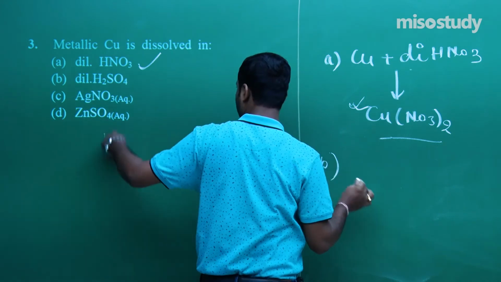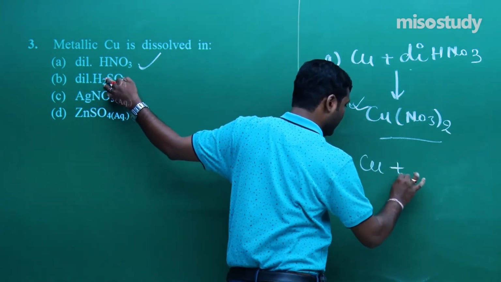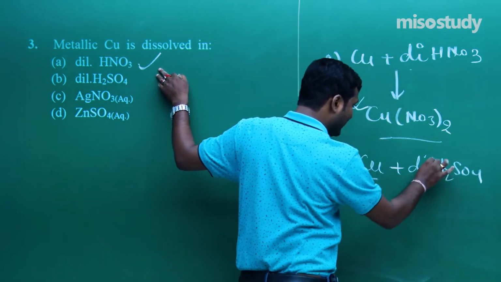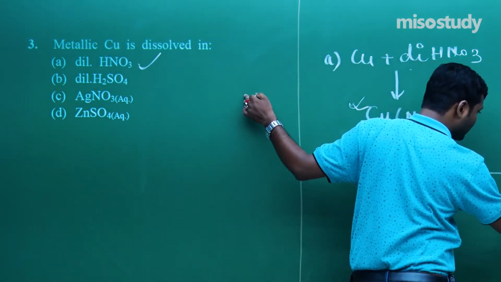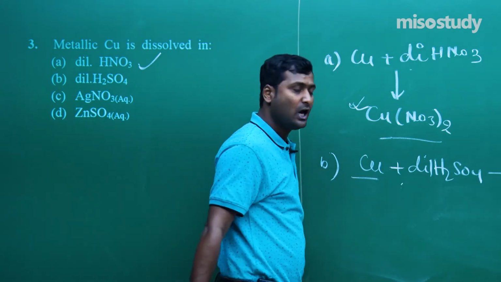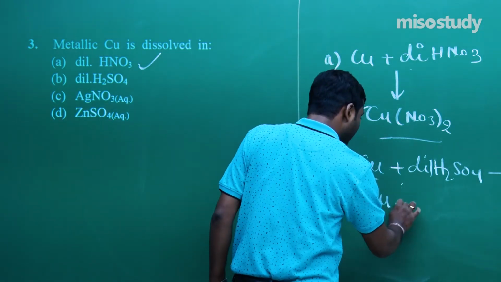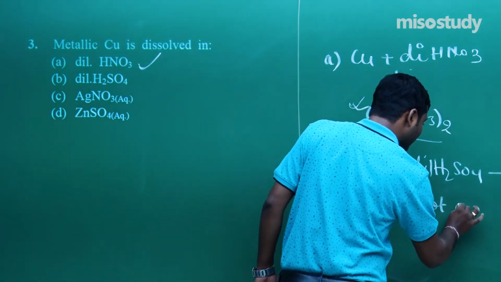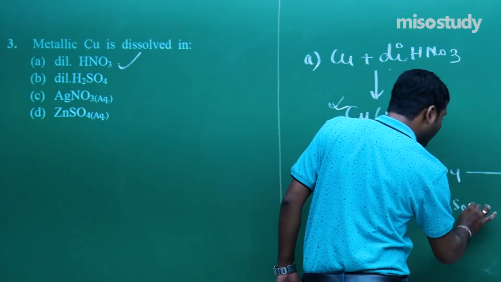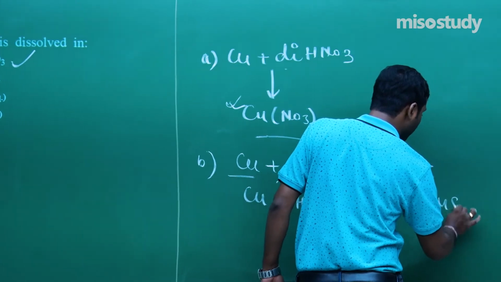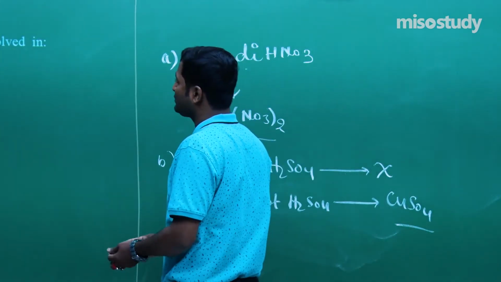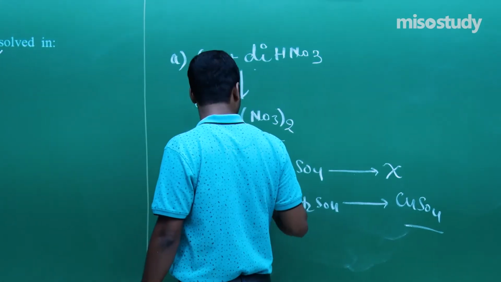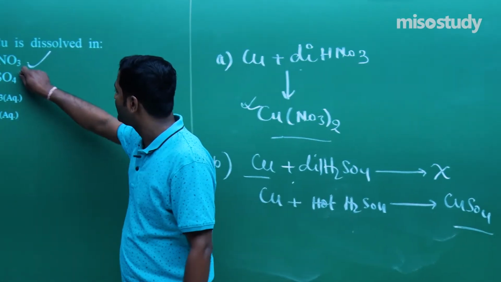And if I talk about the reaction with dilute H2SO4, as we know, with dilute H2SO4 the reaction is not possible, that is, the reaction is not feasible. But if I take Cu plus hot H2SO4, then the reaction is possible and it forms CuSO4. Then in this case we can say Cu is dissolved in hot H2SO4, but here that is not the situation, so this one is not a correct option.